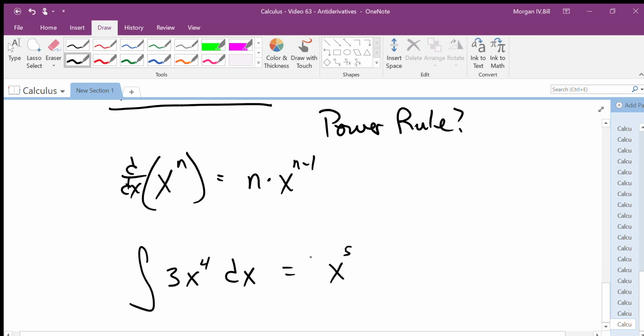The constant 3 is just going to hang out there, but that's not quite right. Because if I were to take the derivative of 3x to the 5th, the 5 would come down and I'd get 15x to the 4th. But I only have 3x to the 4th here. So it's because when I did the derivative, I had to multiply by that n here. When I'm doing the antiderivative, what I would need to do is divide by that new exponent. So undoing the power rule, I'm adding 1 to my exponent. So instead of 4, it's 5. And then I'm dividing by that new exponent that I got, in this case, 5.